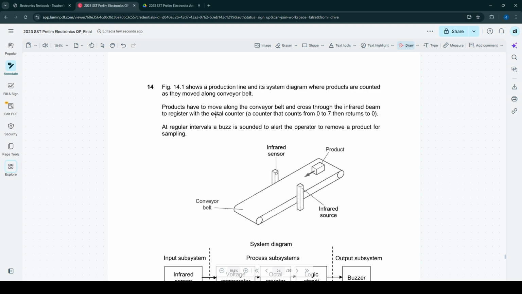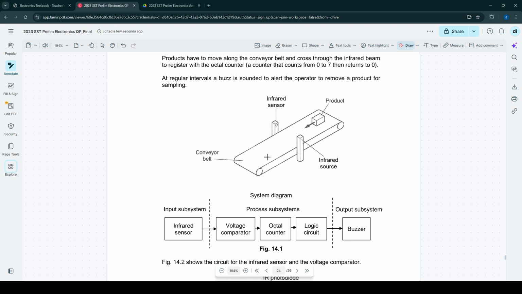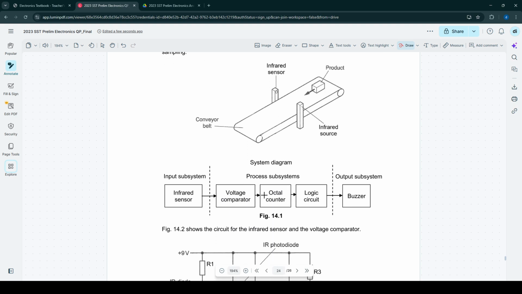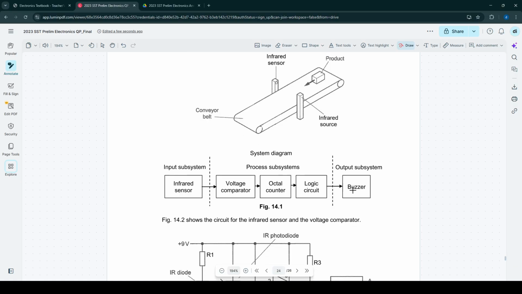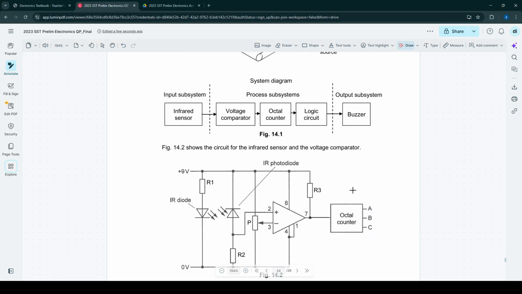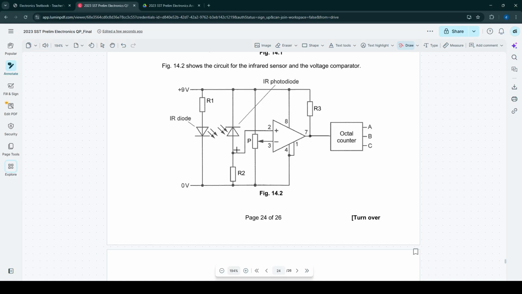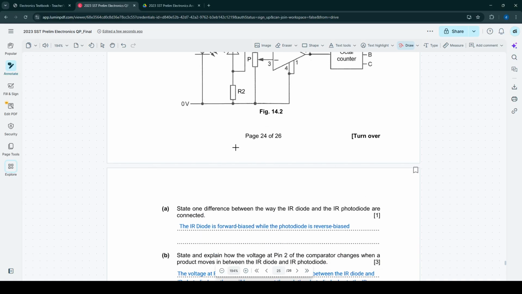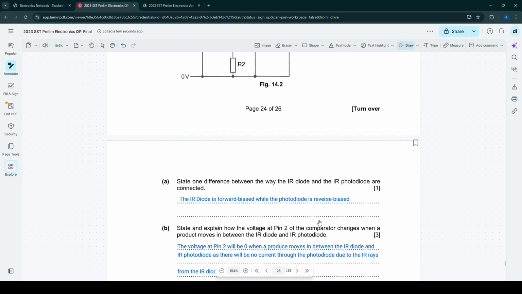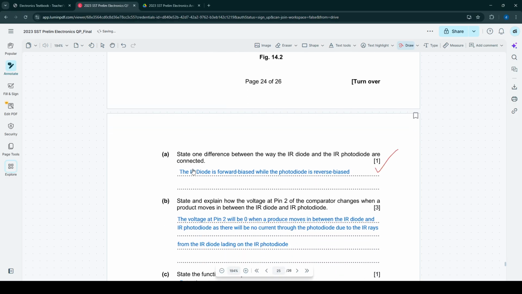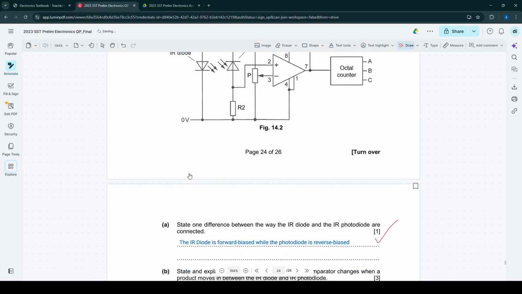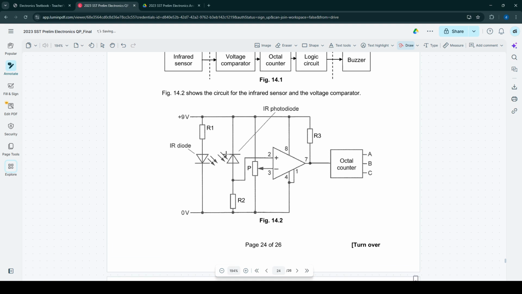14.1 shows a production line, and they're counted because, yeah, okay. Shows a circuit, yep. State one difference between an IR diode and a photodiode. IR diode is forward bias, photodiode is reverse bias. Yep. Then explain how the voltage at pin 2 of the comparator changes when the product moves in between the IR. Okay, pin 2.